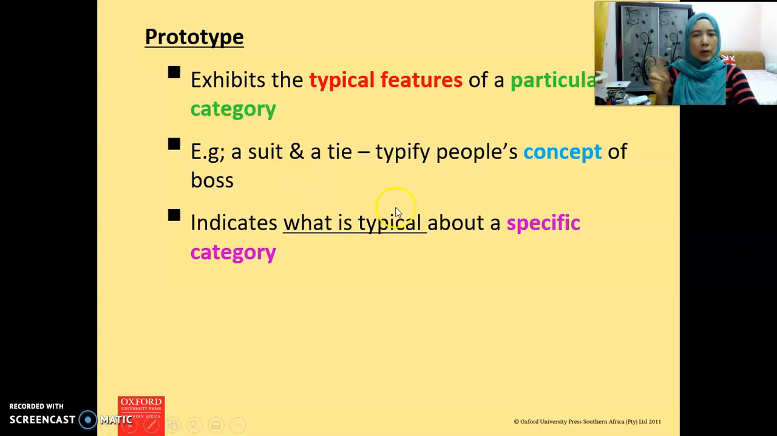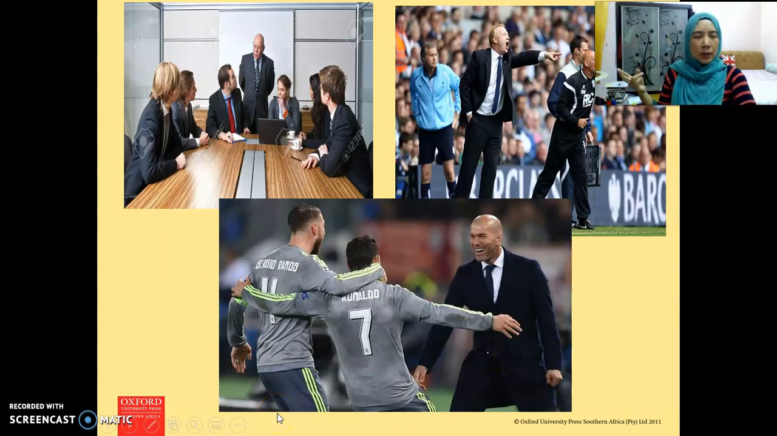According to the textbook, managers normally wear a suit or tie. So the typical concept of a boss or manager is that they wear a suit or tie. If you see this kind of person, you can generalize that they belong to the position of boss or manager. So suit and tie is the prototype, or the similarity, of the group of bosses or managers. If you see someone wearing a suit and a tie, you can know that this person is the manager, or the boss, or someone high in ranking.